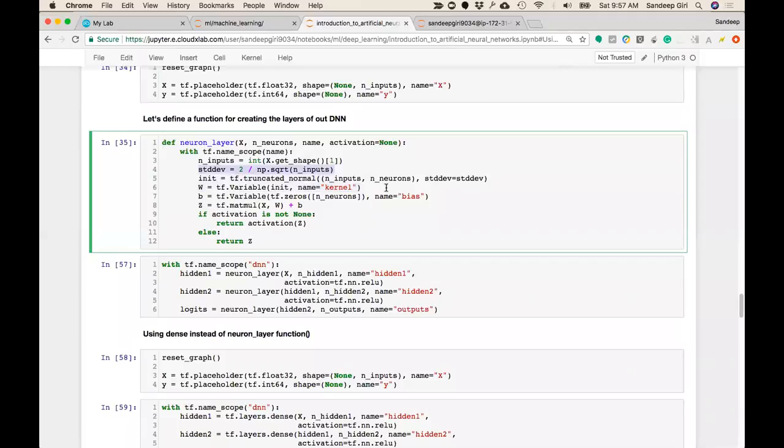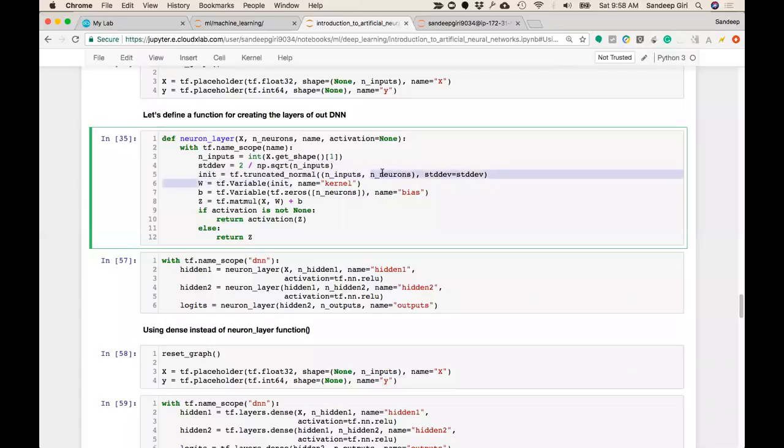Okay, so we are saying that the standard deviation of values must be 2 by root of the total number of inputs. So the standard deviation should not go beyond this, and in this range, from 0 standard deviation to this range, we must create the values of weights. Now, these are basically random variables, and we are just choosing the range for them.